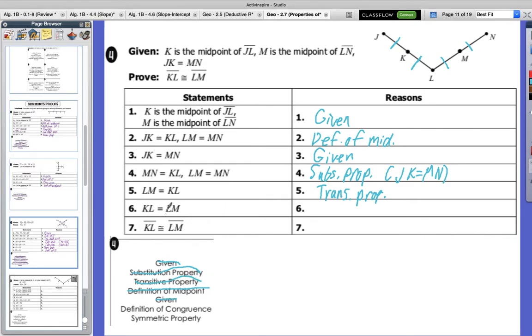Segment KL is equal to segment LM. Well, from 5 to 6, we just flipped the order around. That's a symmetric property. And then last but not least, we have two segments having equal measure. Now they're congruent, which is going to be our definition of congruence every single time.